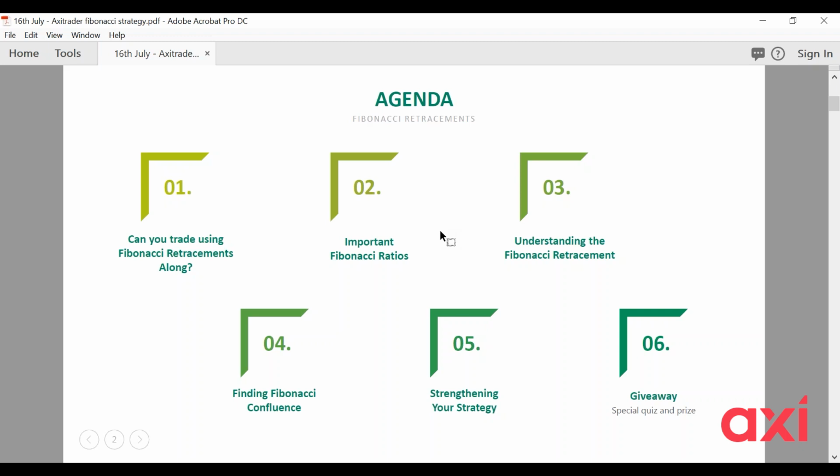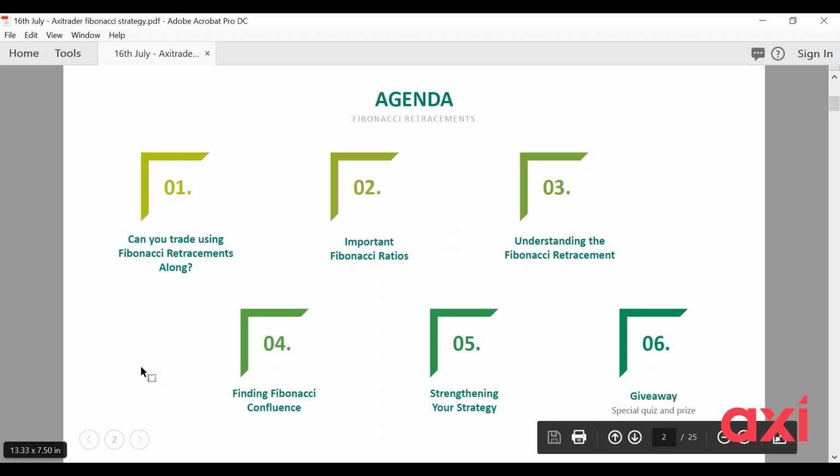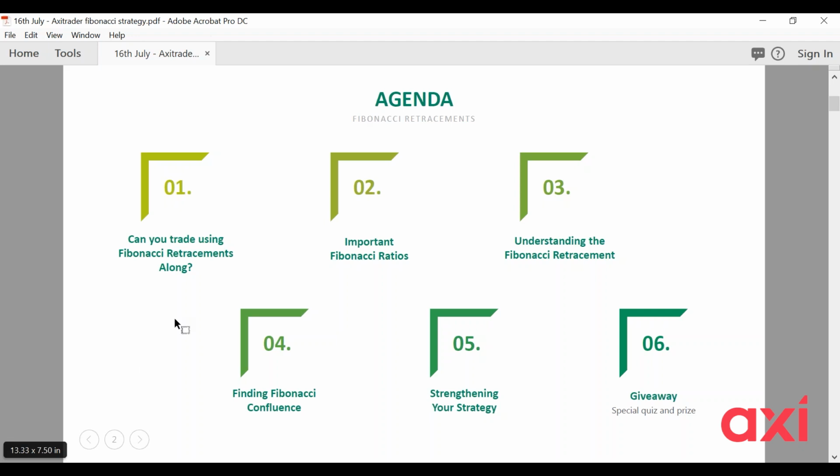Then we'll look at the Fibonacci retracement, finally being able to understand it. How does it work? How do you draw it? How do you know you're drawing correctly? From there, we move on to point 4: after drawing it properly, how do we find this thing called Fibonacci confluence, where multiple Fibonacci levels line up together? From there, we will look at how we can combine it into a strategy and how we can strengthen our strategy. And at the end, we always have a special quiz and prize giveaway.